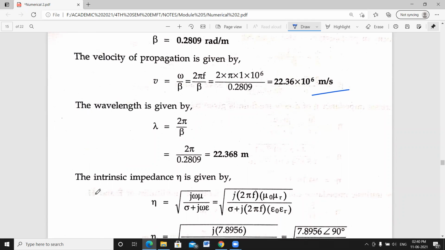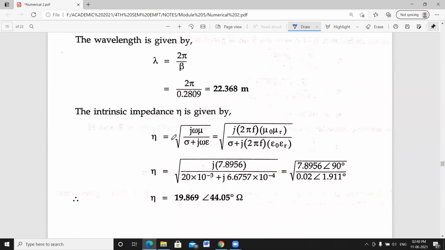Then intrinsic impedance eta is going to be square root of j omega mu divided by (sigma plus j omega epsilon). Substitute for all the values. Then eta is given as 19.869 with an angle of 44.05 degrees ohms. This is how the problem is solved.